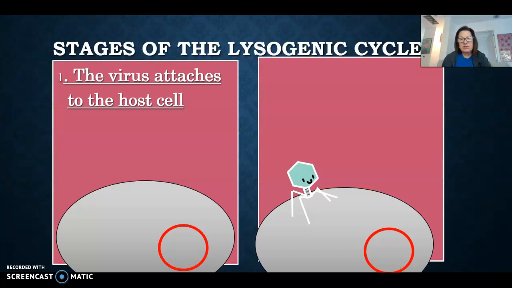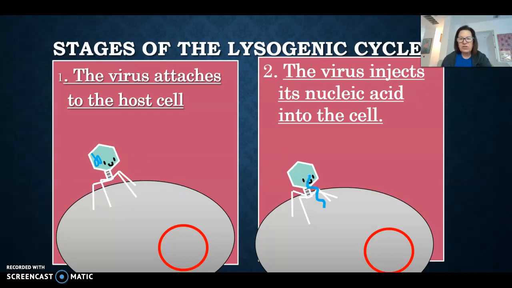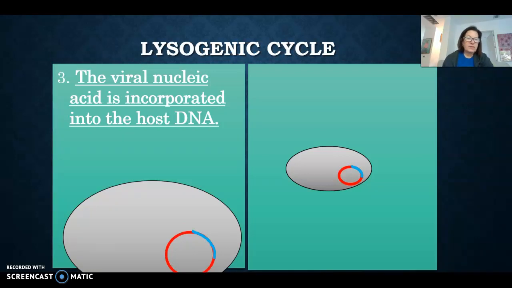So here are the stages of the lysogenic cycle. It comes in and attaches to the host cell, and then it's going to inject the virus into the cell. Three, the viral nucleic acid becomes part of that host cell. If you look down there, there's red and blue within that DNA. The blue part is your virus. So you can see how it's become part of that DNA.